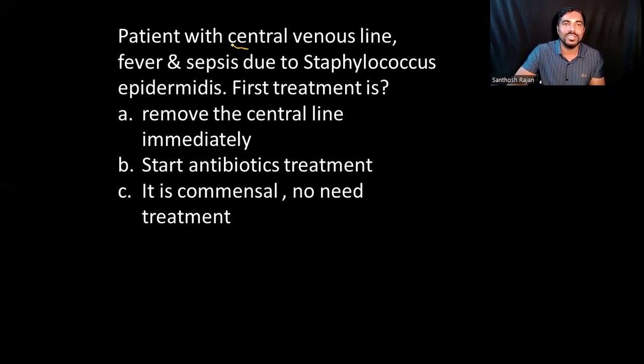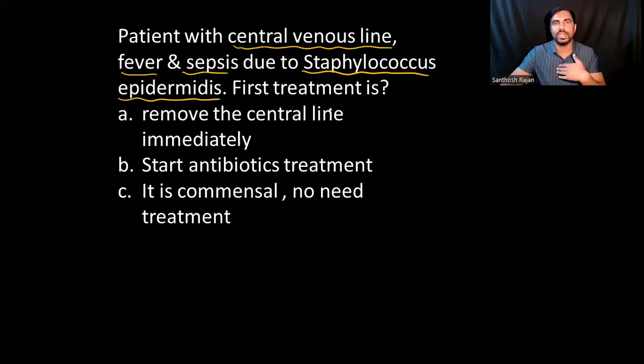So there's a patient with a central venous line, the central line was done, and then there was fever and sepsis due to Staphylococcus epidermidis. They might have sent the blood culture to microbiology, and we identified it to be Staphylococcus epidermidis. So now you know that when we talk about Staphylococcus epidermidis, it comes under the CoNS. One of the CoNS is Staphylococcus epidermidis.